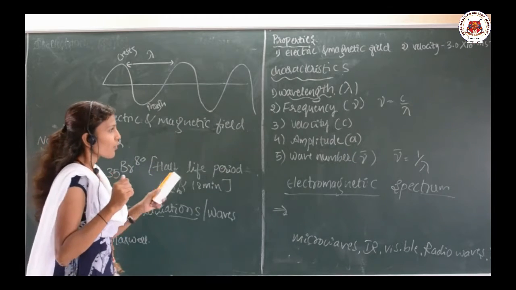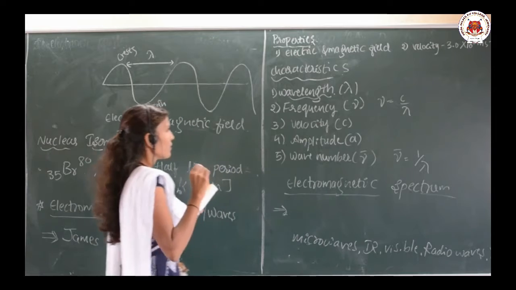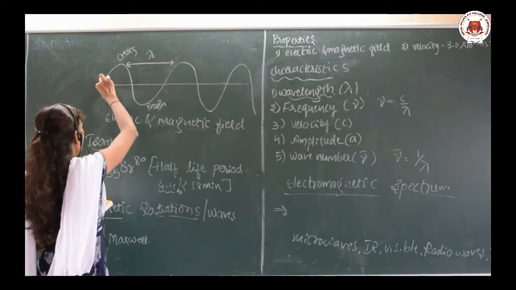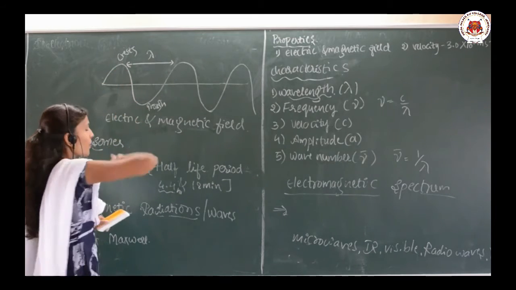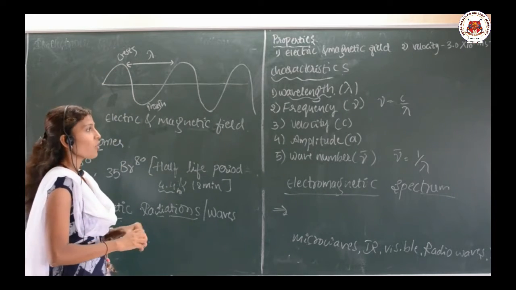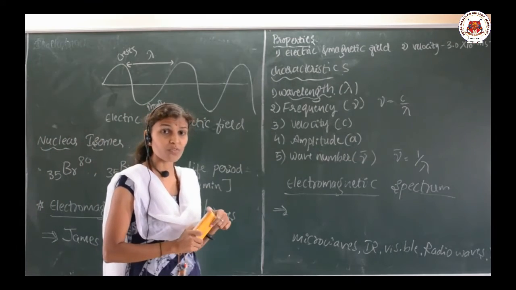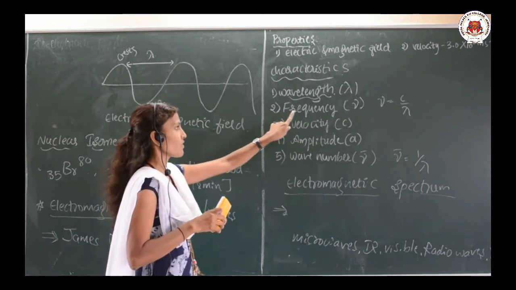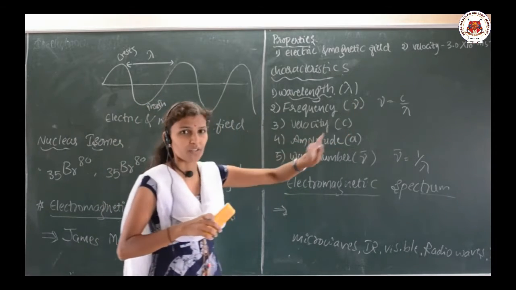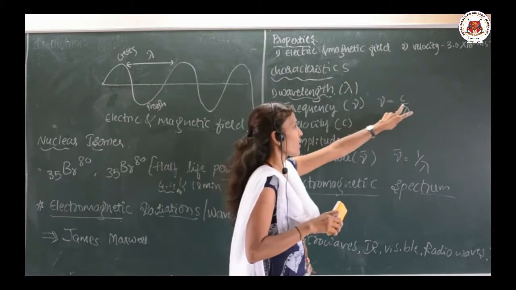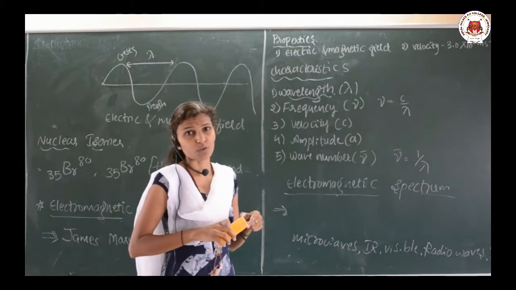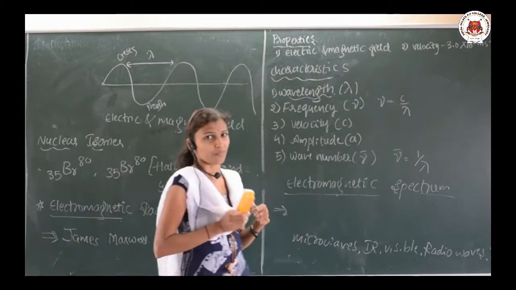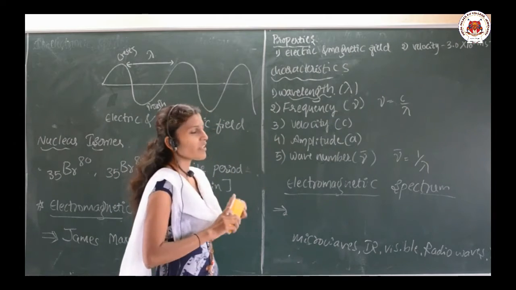Okay. And then frequency. Frequency is the number of waves which are passing through a given point. The number of waves which are passing through a given point per second is called frequency, which is indicated by nu, and nu is equal to c by lambda, which is the formula used for your problem section. Nu is equal to c by lambda, where c is the velocity and lambda is the wavelength.